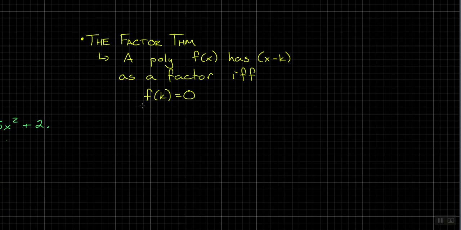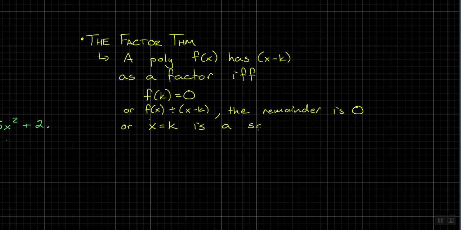All right. Alternatively, we could say, or, if you took f of x and divided it by x minus k, the remainder is what? Is 0. Okay, these two statements mean the exact same thing, logically equivalent. They're just two different interpretations. There's another way that we could do this. We could say, or, x equals k is a solution to f of x when we set it equal to what? 0.